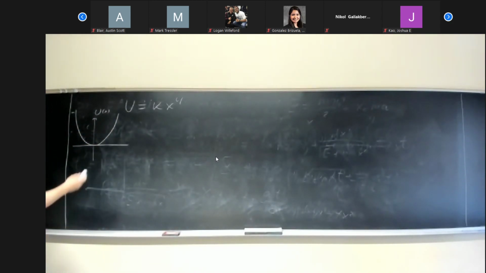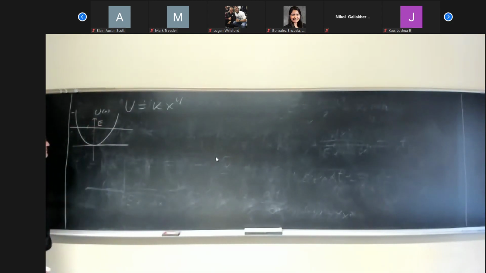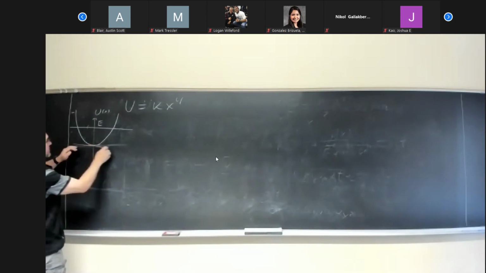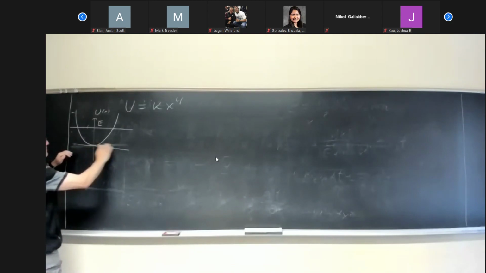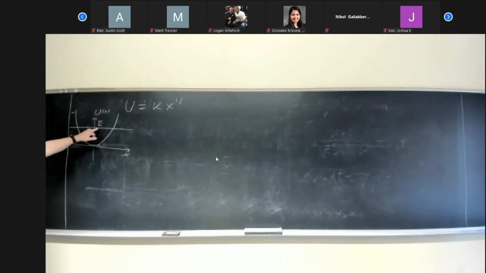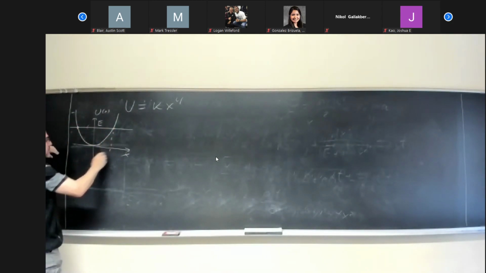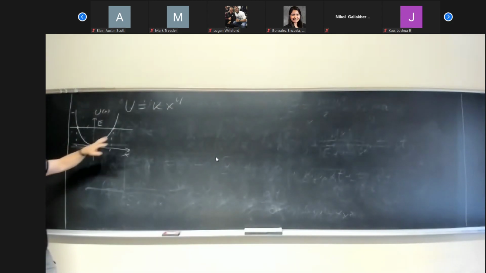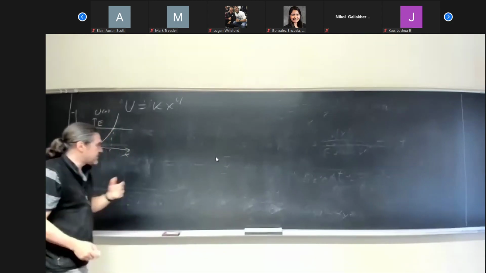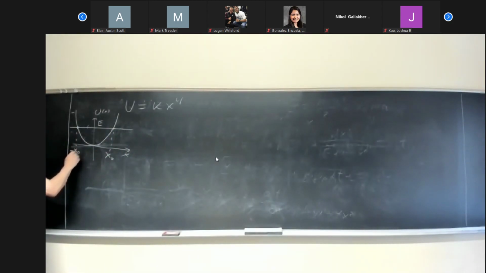Now remember that if your initial energy is some constant, all right, now it's constant. So this is x and this is u. What I see is that there are two turning points. But also this u is symmetric with respect to changing x to minus x. So if this point is x naught, then this point is minus x naught.